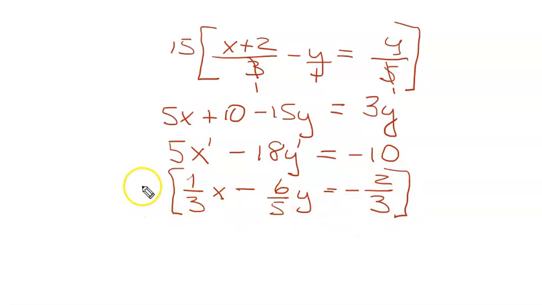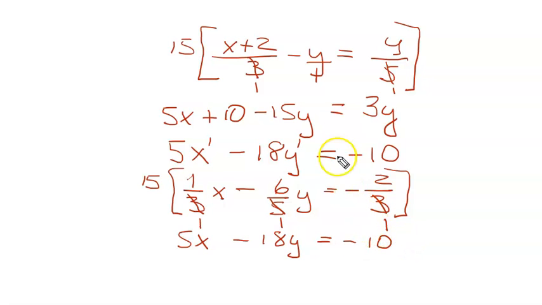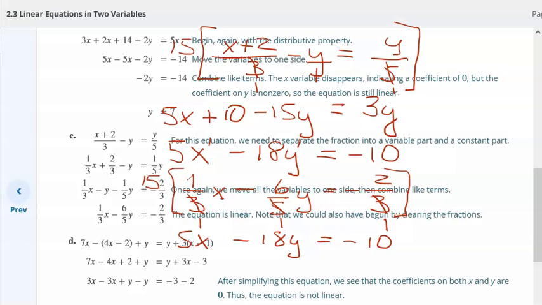And our common denominator is still 15. So multiplying this first term by 15, 3 goes into 3 once, 3 goes into 15 5 times, so this becomes 5x. 5 goes into 5 once, 5 goes into 15 3 times. So 3 times a negative 6y is a negative 18y. 3 goes into there once, 3 goes into there 5 times. This becomes a negative 10. Just to show you that the answers are equivalent. All right, let's go on.